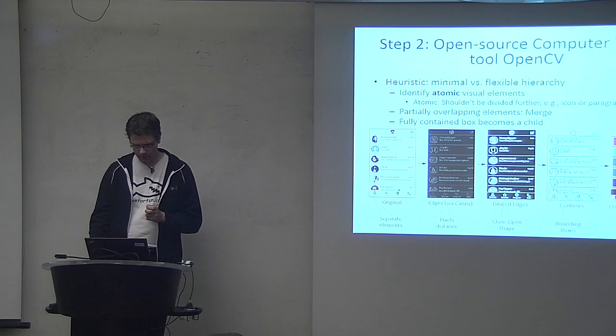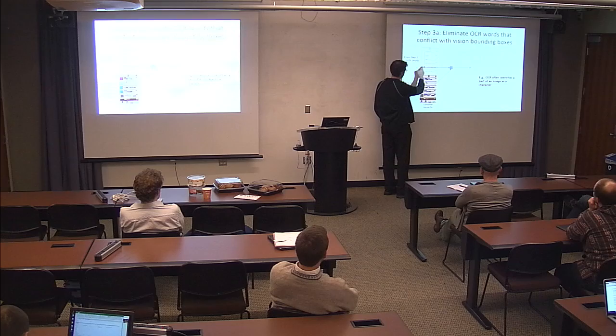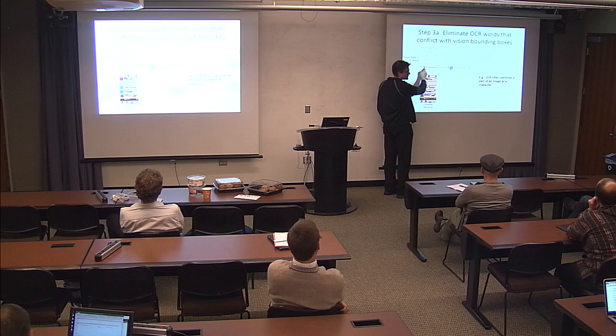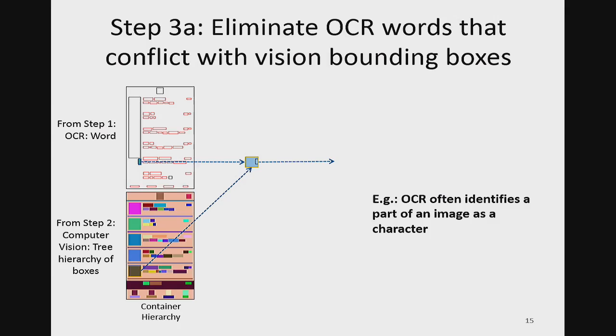OK, so now we have the result of computer vision and OCR, and we can use the computer vision results to further post-process the OCR results. For example, here we have this case where there actually was my face, where OCR identified that a part of this face is actually a character. Computer vision identifies a bounding box around this entire picture. If we overlap those with each other, then we can figure out that this should really be an image, because it's just a small part of that image. So it's not going to be its own word or character.